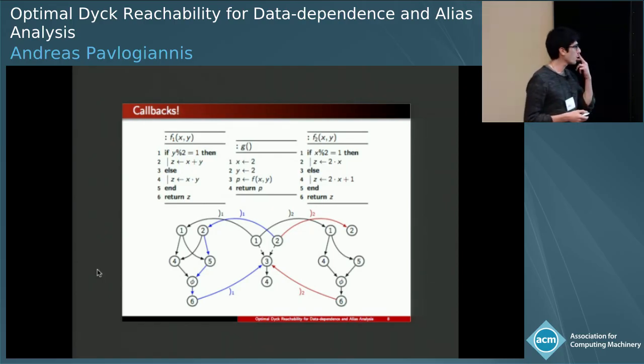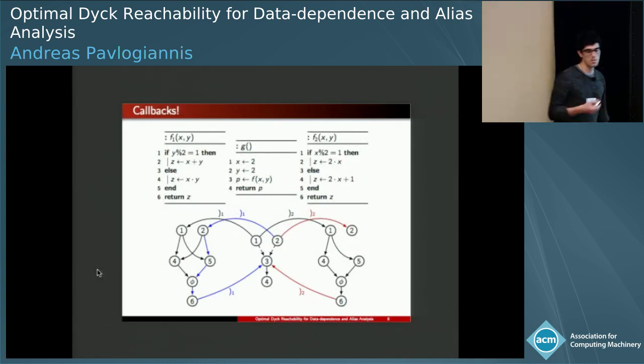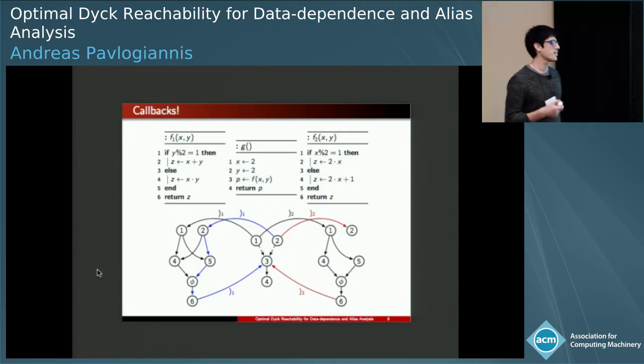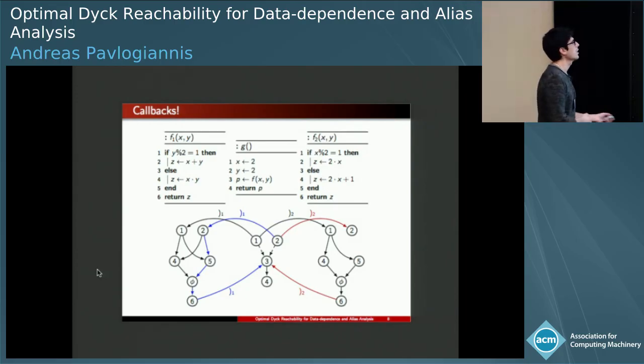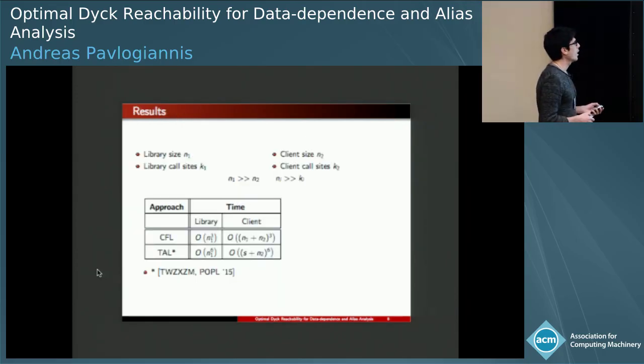Right? So we have to give up on our hopes of forgetting entirely about the libraries. We have to use them somehow, and the challenge here is to try to make it so that the client analysis depends as little as possible on the library, right? So what's the status here? There are a couple of approaches on this.